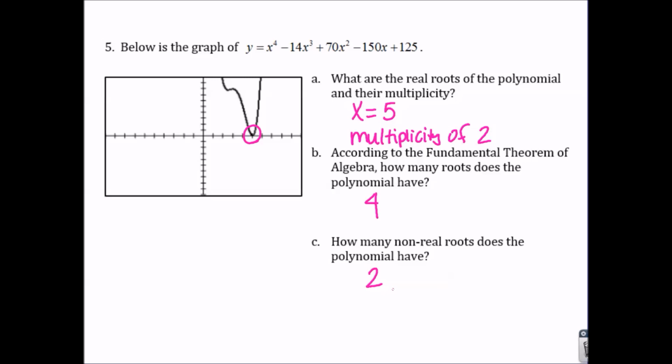Make sure that you review domain, range, end behavior, x and y intercepts, increasing and decreasing intervals, all of those characteristics of functions that we did at the beginning of the year, because we can also look at the graphs of polynomials and determine all of those characteristics. But I'm not going to do an example of that because that should be review for you.